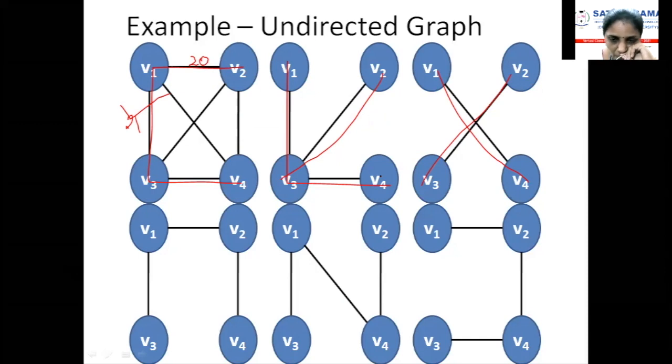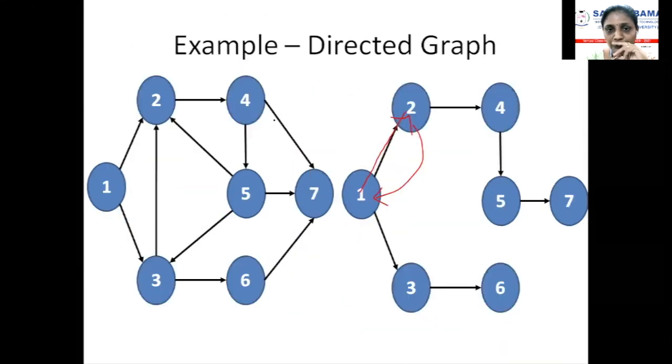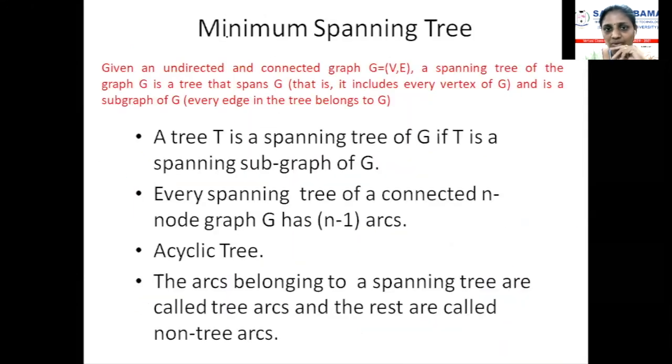So every time I have to find a minimum spanning tree, what should I do? I have to try and find all possible combinations of spanning trees, and then find the minimum. Or instead, I can apply Kruskal's algorithm or Prim's algorithm or anything which will directly give me the minimum spanning tree value. So we will go back to the definition of what a minimum spanning tree is.